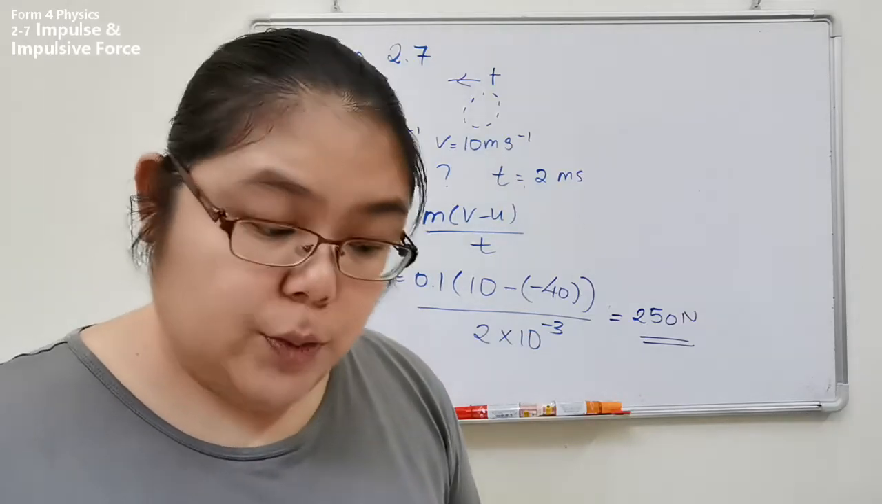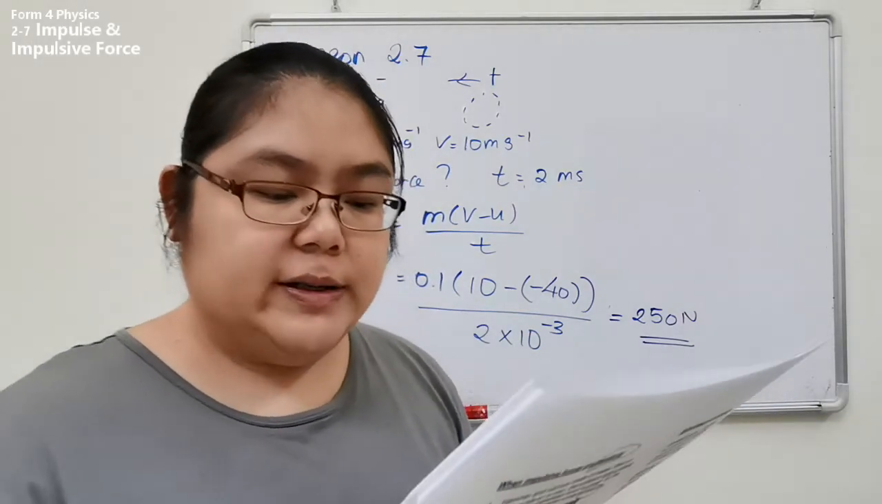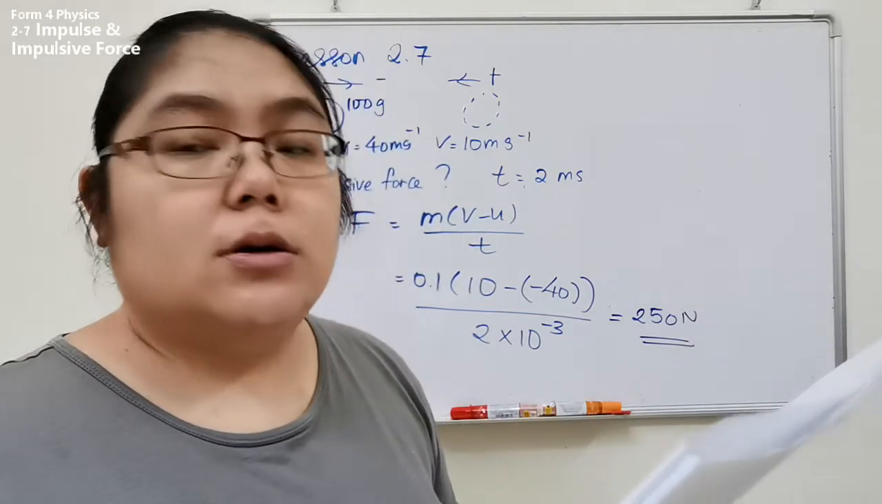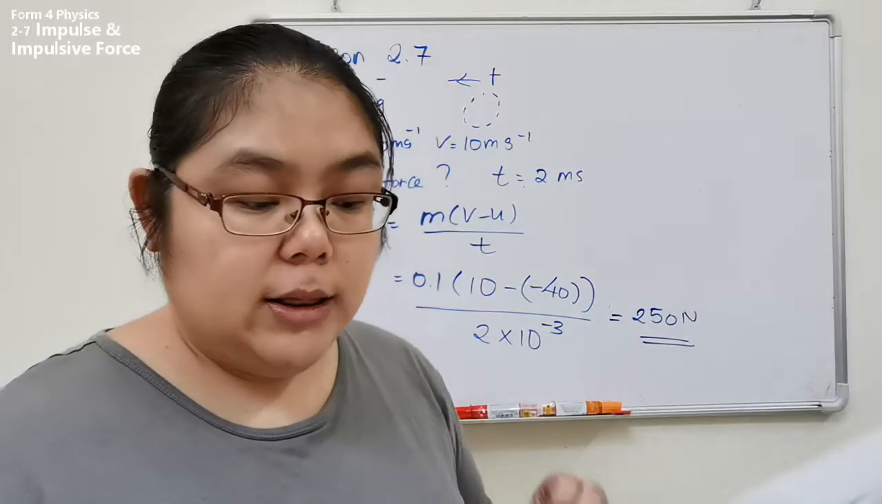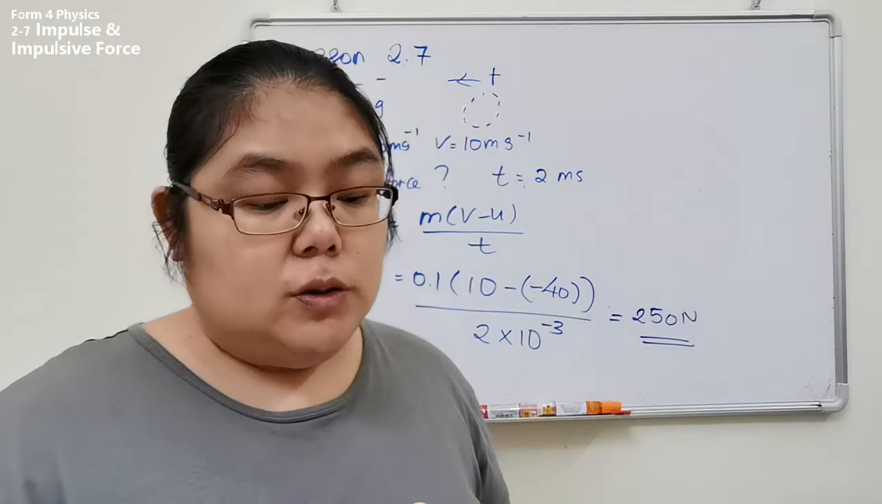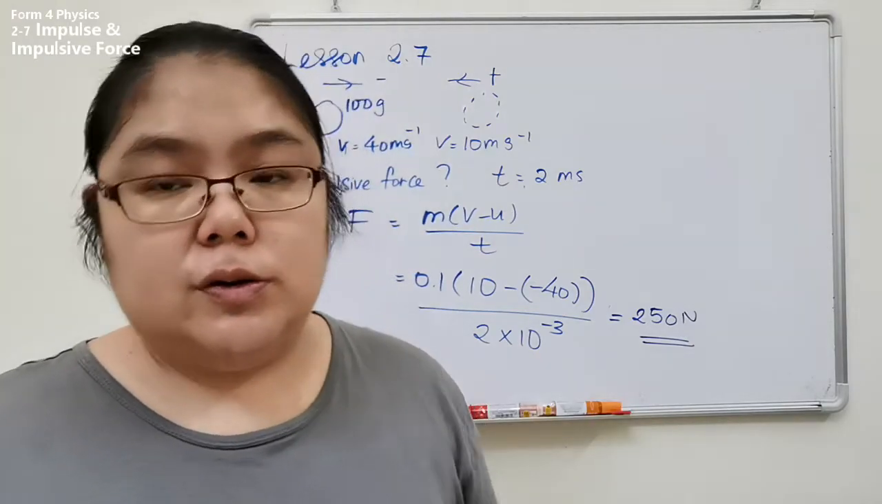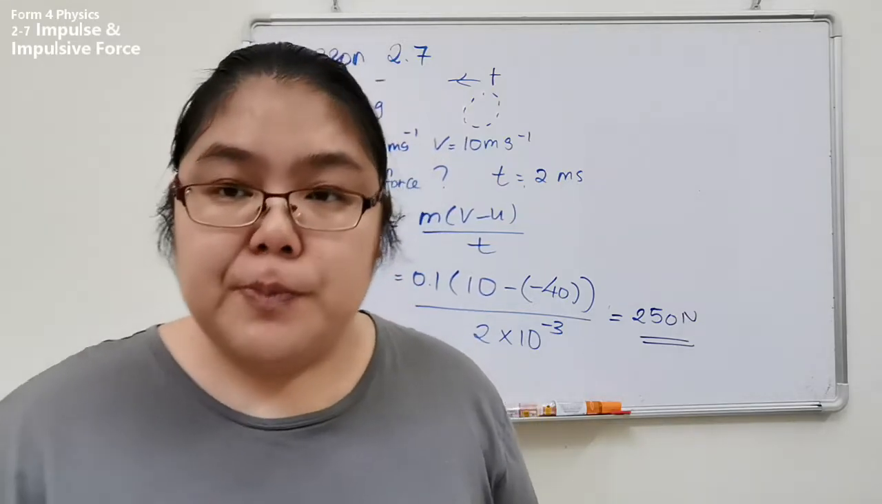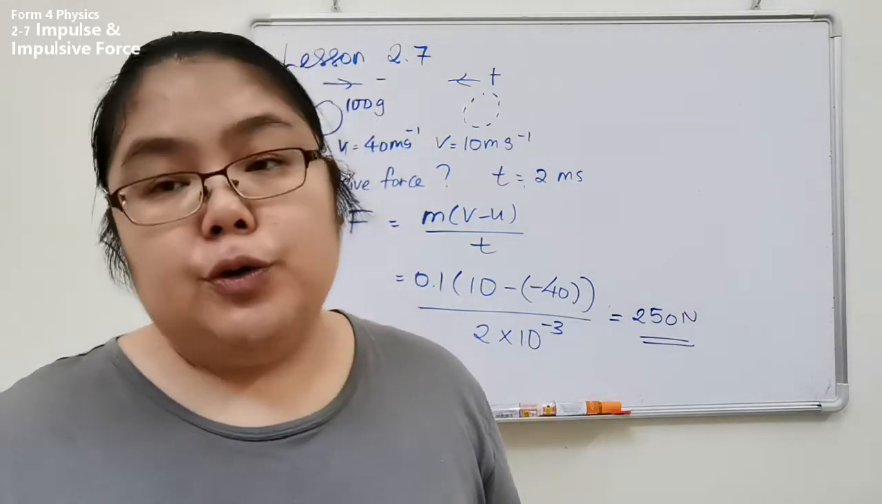Then after that, another one, they say they land on the ground with stiff legs and take 0.02 seconds to stop. So you see, one is 0.5 and another one is 0.02 seconds. So the time is too short when you stop. Now we need to find out the impulsive force, how big the difference is.